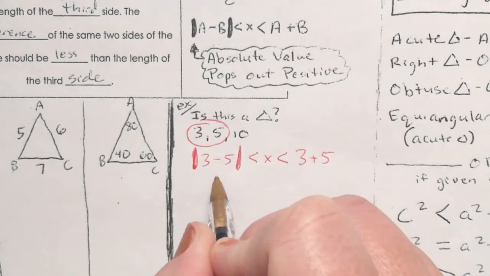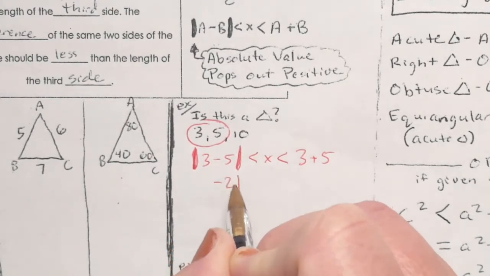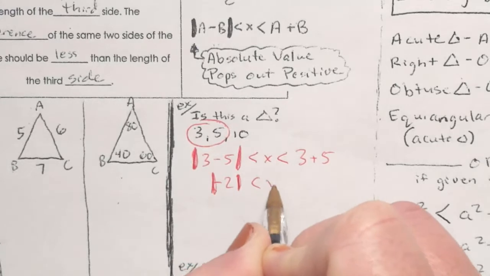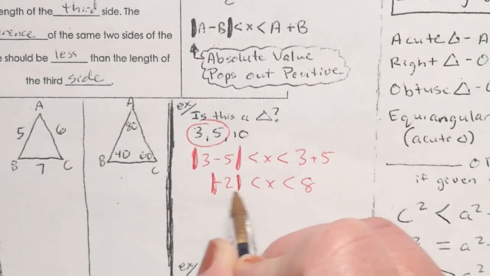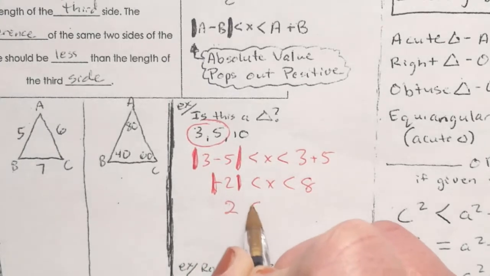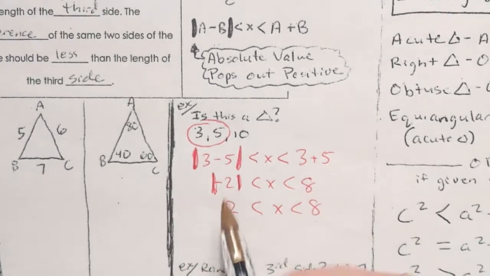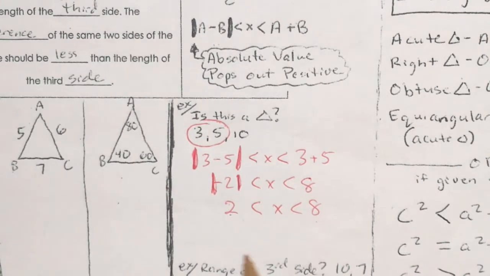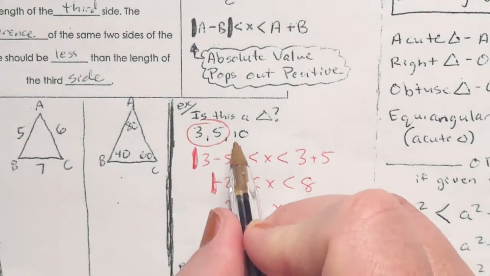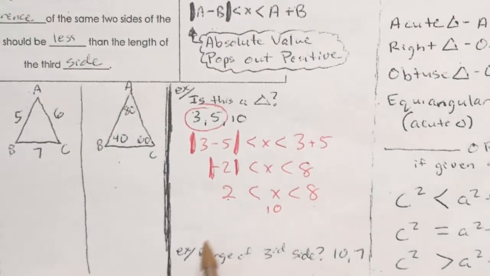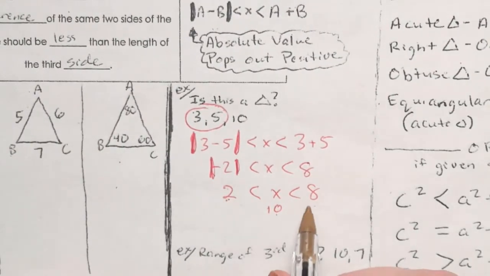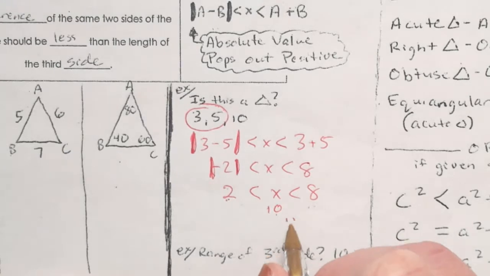Okay, when you subtract the two numbers, in this particular case, you would get negative 2. And 3 plus 5 is 8. So the absolute value of negative 2 is a positive 2. So the range is between 2 and 8. Even if we had switched those two numbers, we would have been okay. Now the question is, is the third side somewhere between that range? Is 10 somewhere between 2 and 8? Yes, it is, so we're happy.